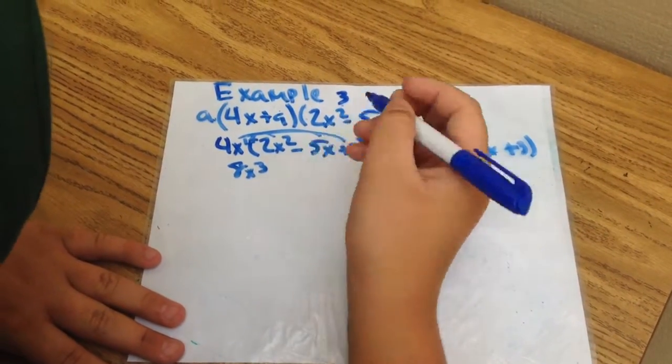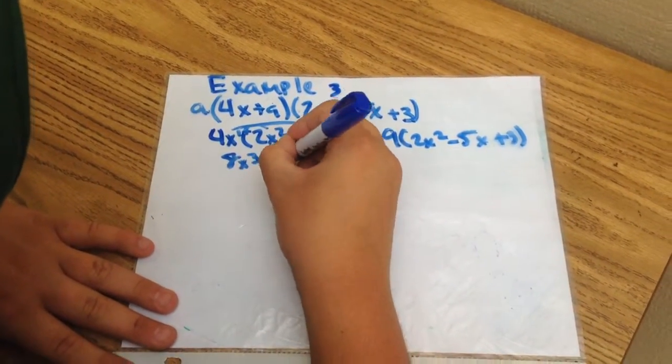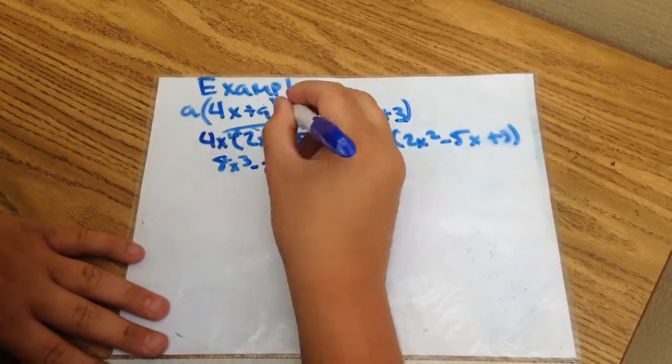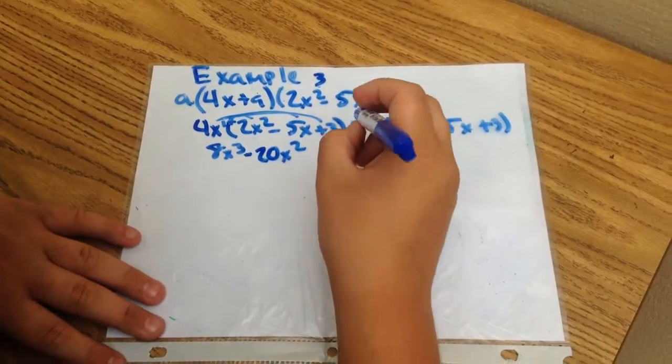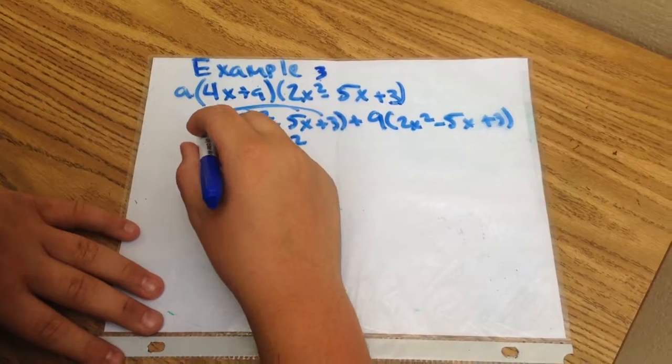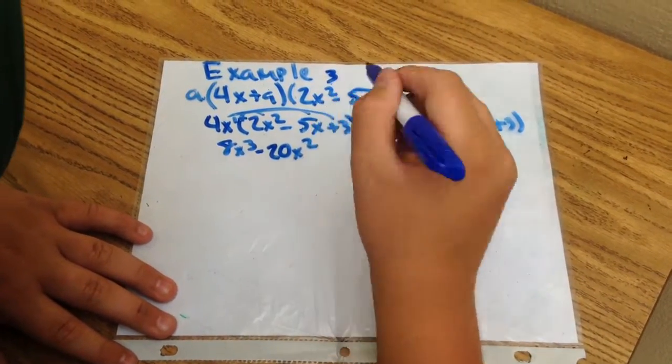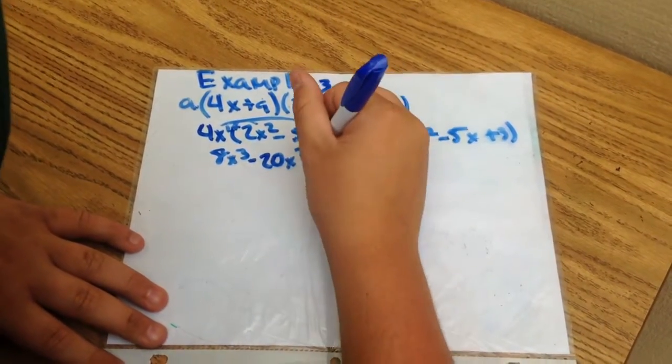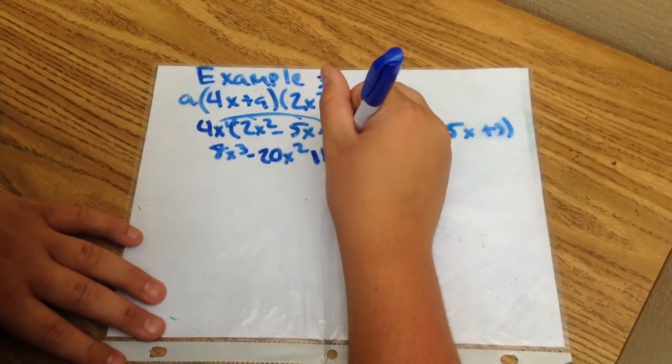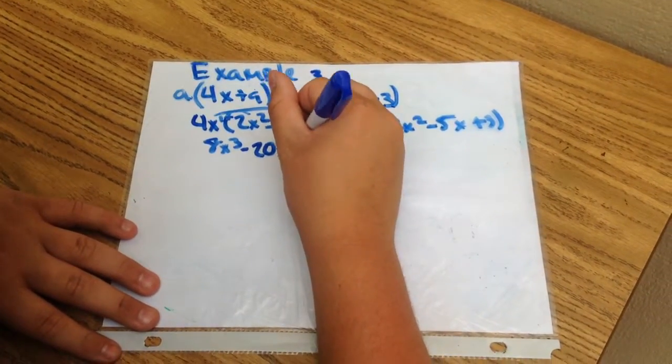4 times negative 5 is going to be negative 20x squared, because again you're adding the exponents. And then positive 4 times positive 3 is going to equal 12, and bring down just one x because 3 doesn't have any x. That's positive.